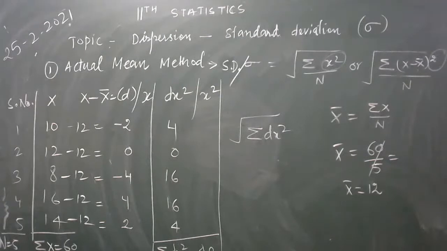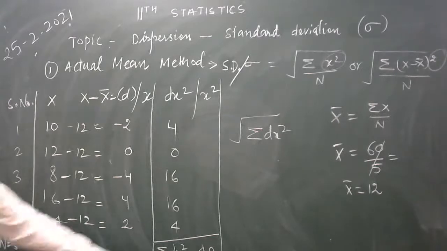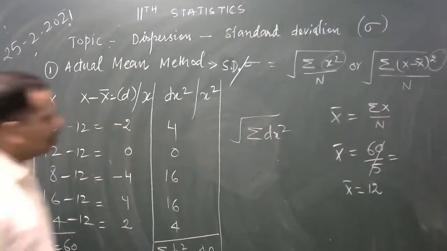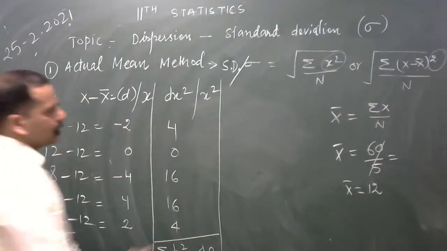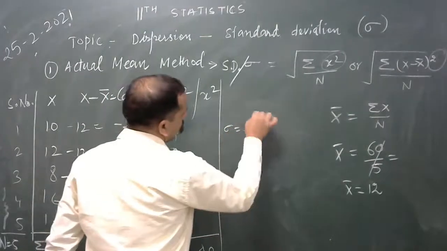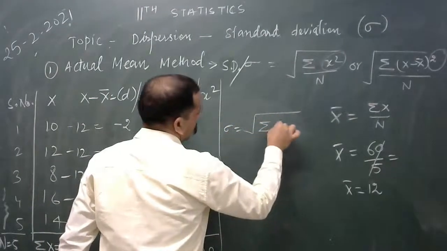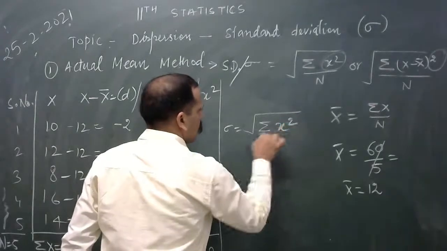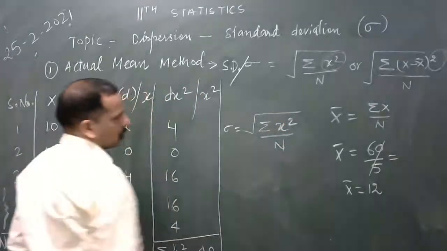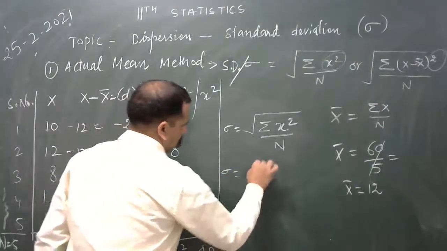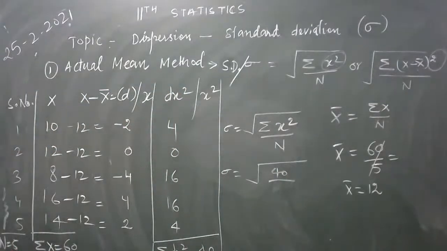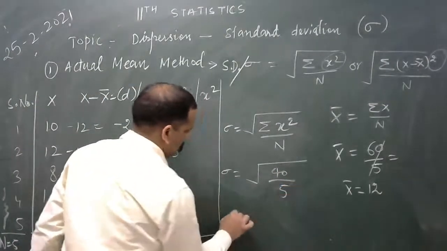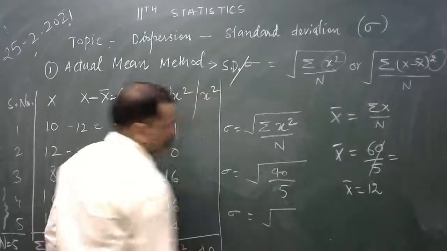Now place these values in the given formula. Standard deviation is equal to under root summation x square upon n. 40 upon n is 5, under root 8.